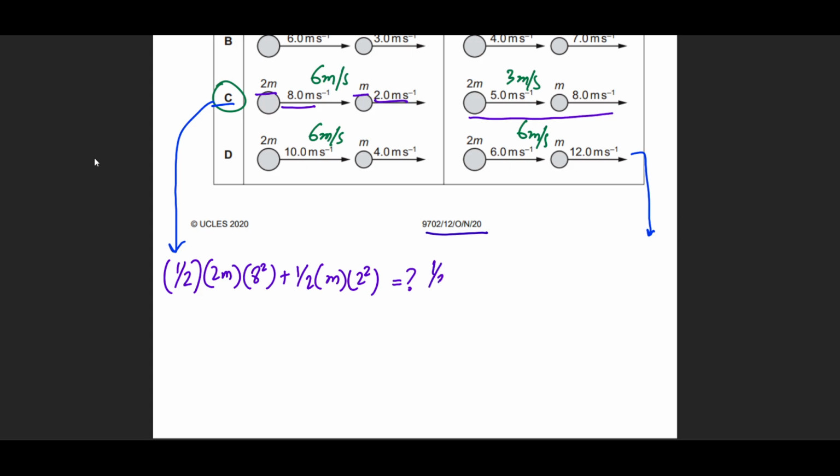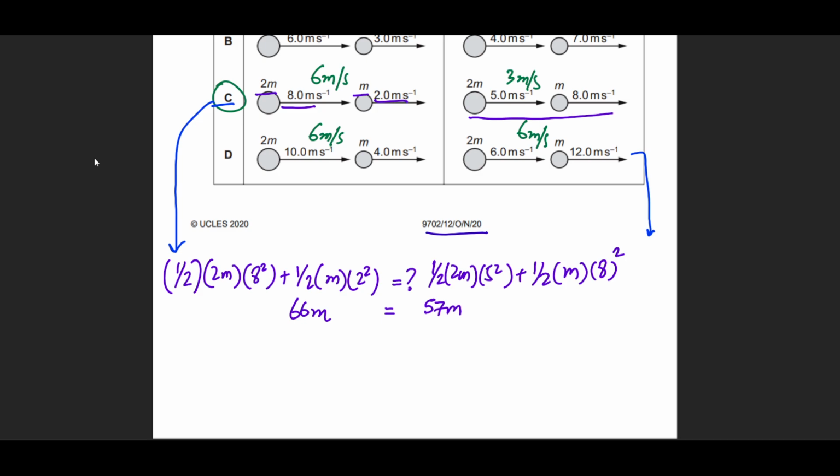So let's equate both of them. So 1 over 2 into 2m into 5 square plus 1 over 2 into m into 8 square, right? In this case, you will find the answer of the left hand side to be 66m and the right hand side to be 57m.